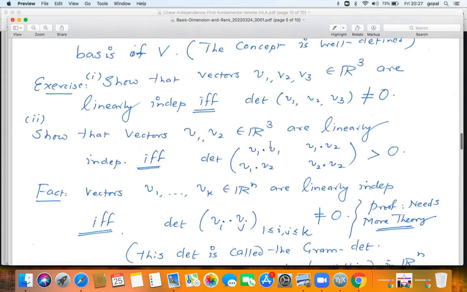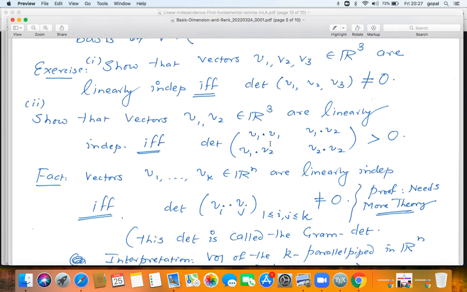Some examples, some exercises for you. Suppose you got three vectors V1, V2, and V3 in R3. Three vectors in R3 are linearly independent if and only if the determinant of V1, V2, V3 is non-zero. That's an amusing exercise for you. Please try to do it.